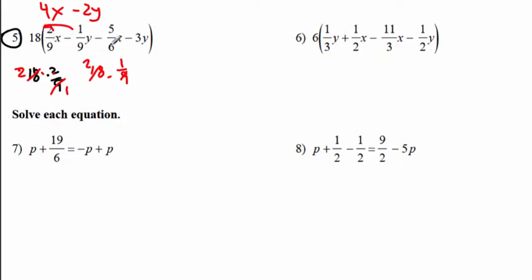So we have 18 and 6. They will cancel. Leave a 3. 3 times 5 will give you a negative 15x. And then this is just a 3 over 1, so I just need to multiply those two. That's going to give me a negative 54.